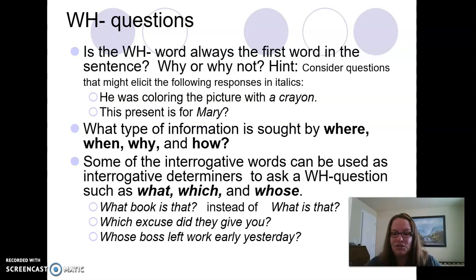Okay, some of the interrogative words can also be used as determiners. So a determiner comes before the noun and gives us information about the noun, or gives us that specificity about the noun. So here, instead of saying what is that, I might say what book is that? So I'm trying to get to a specific book. What in this case is acting as a determiner.